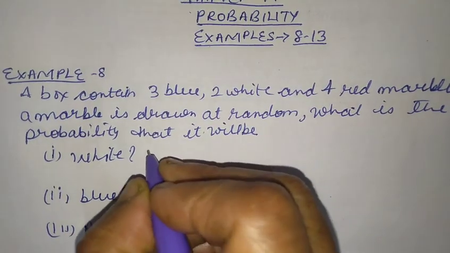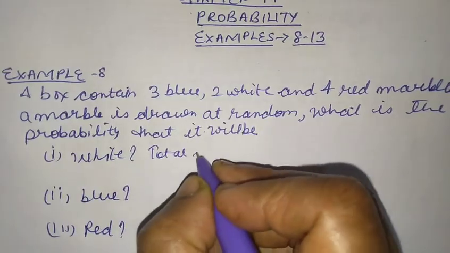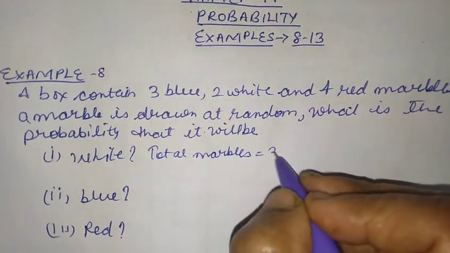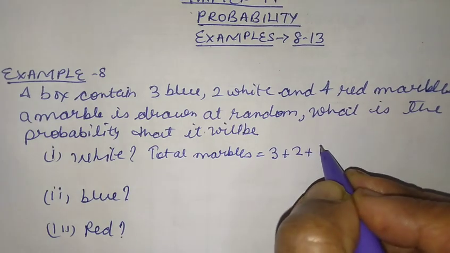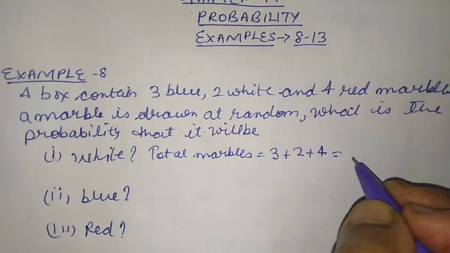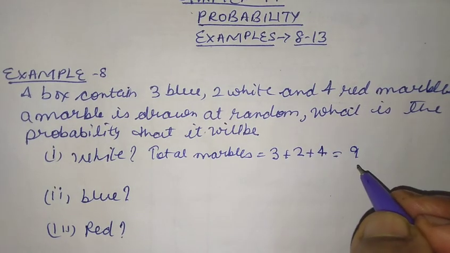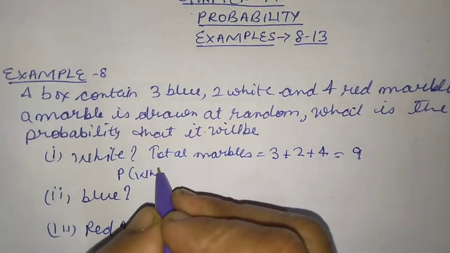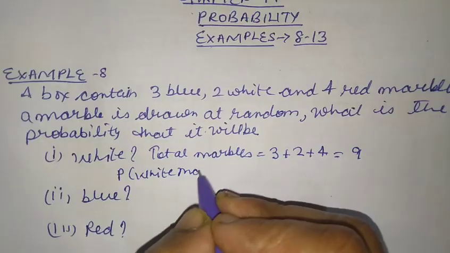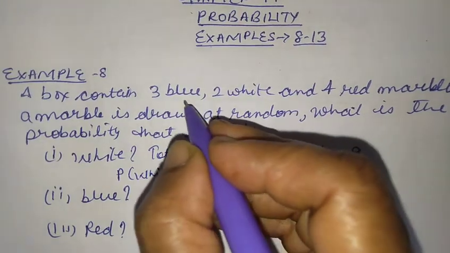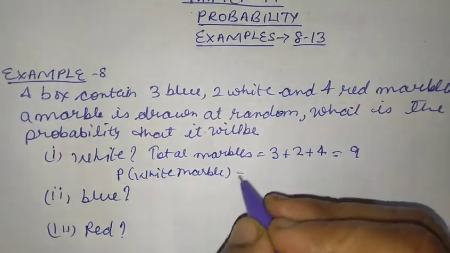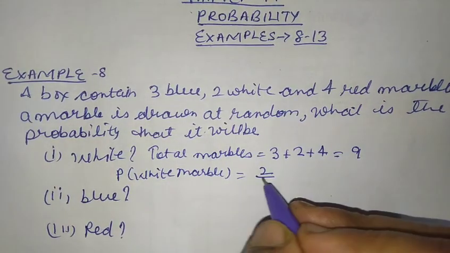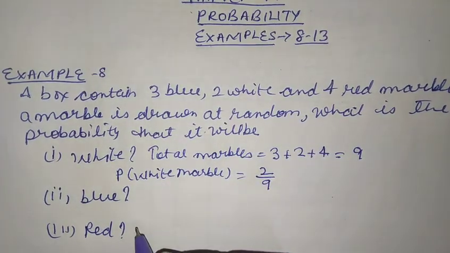Now let's see what we have. We have 3 blue, 2 white and 4 red marbles, so the total is 9 marbles. We have to find the probability of getting a white marble. We have 2 white marbles, so the favorable outcome is 2 and the total possible outcome is 9. So it is 2 by 9.